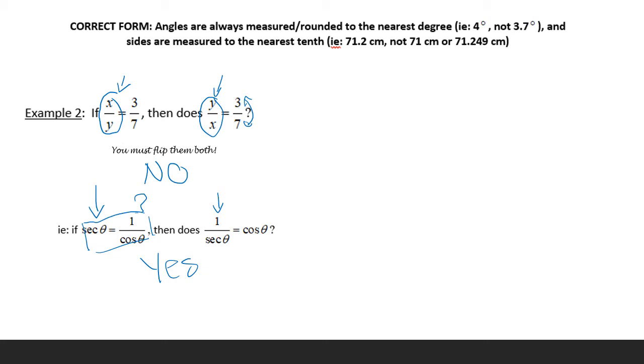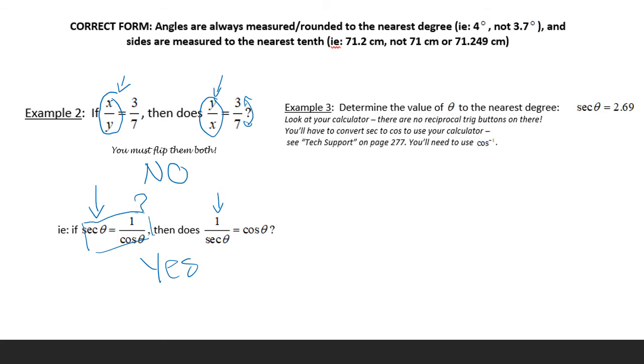So that is true. Students make a lot of mistakes. They'll flip one side, but they'll forget to flip the other side. So that's why I'm pointing that out right there. It's a common mistake. So we need to remember that for this question. Determine the value of theta to the nearest degree.